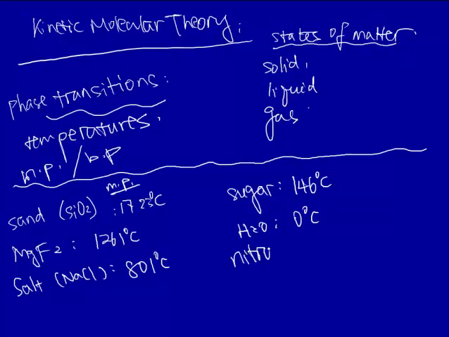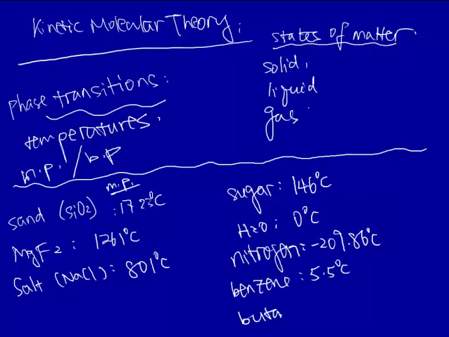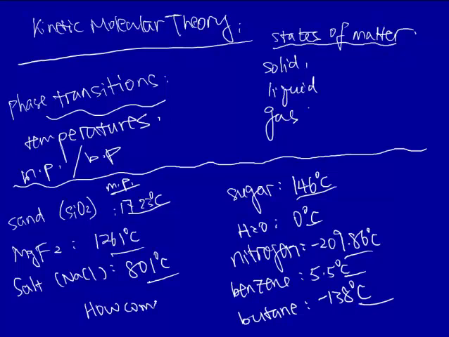Nitrogen, in this case nitrogen gas, N2, is minus 209.86 degrees. Benzene's melting point is 5.5 degrees. And butane, you know what it is from the previous section, is minus 138 degrees C. As you can see, those numbers are all over the place. Then you start asking the question, how come those melting points are really, really different from each other?